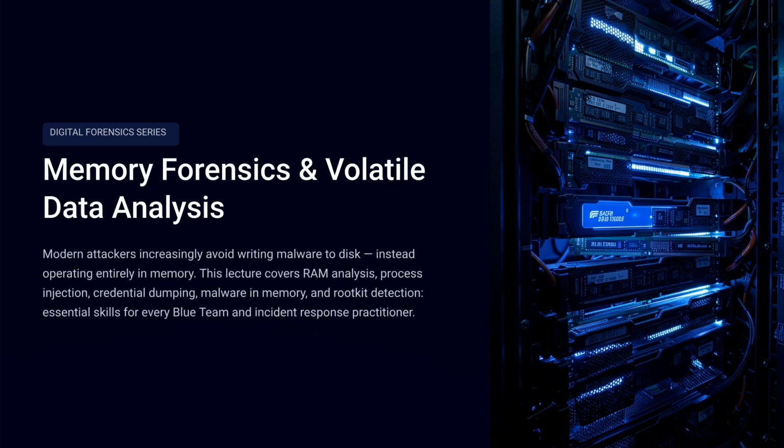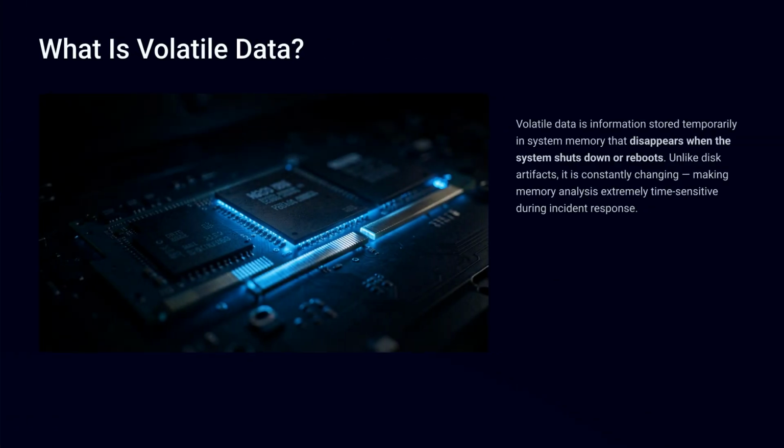Modern attackers often operate entirely in memory, avoiding disk writes. This video covers essential skills for blue team and incident response, including RAM analysis, process injection, credential dumping, and rootkit detection. Volatile data is information stored temporarily in system memory that disappears when the system shuts down or reboots.